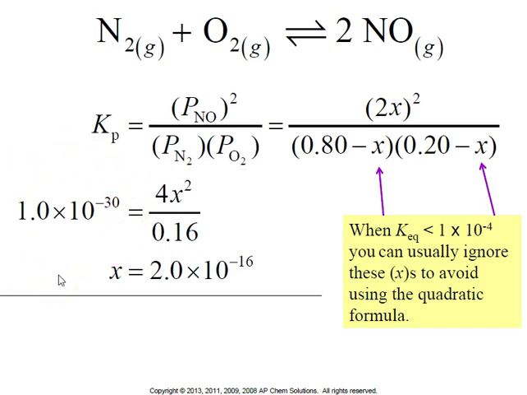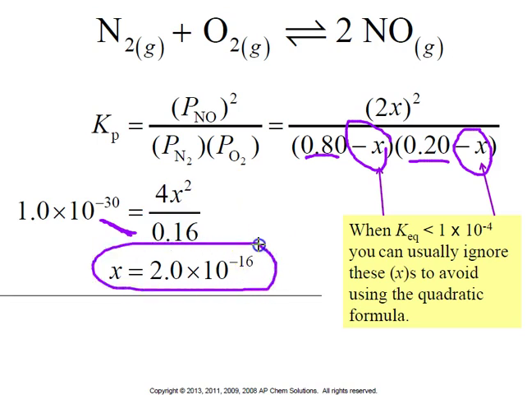Now remember, when your Kp is less than 1 times 10 to the negative 4, we can ignore x's that are added or subtracted. So this negative x right here is going to be negated, and this negative x here, but we'll keep the numbers. We multiply those together, and that's where the 0.16 comes from. Then up on the top we had 2x squared, and remember that the 2x is in parentheses, so that becomes 4x squared. Then we're solving for x. That's going to be a simple cross multiplication, divide by 4, and then take your square root. So we get this as our value for x.